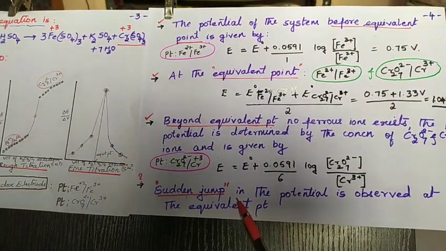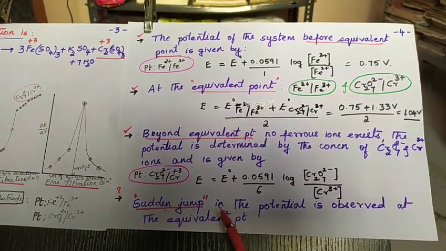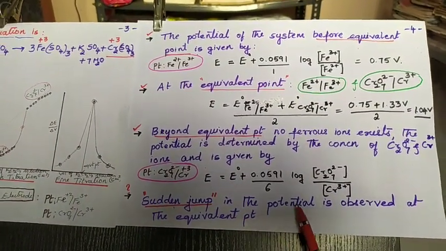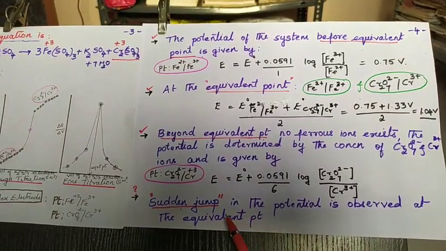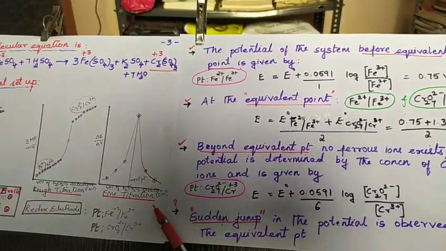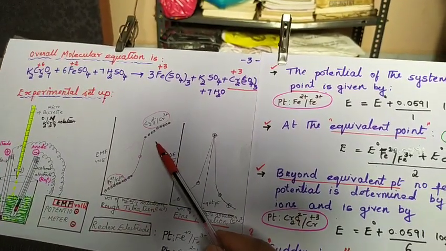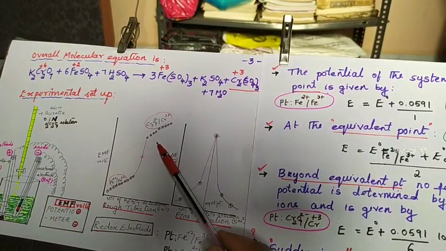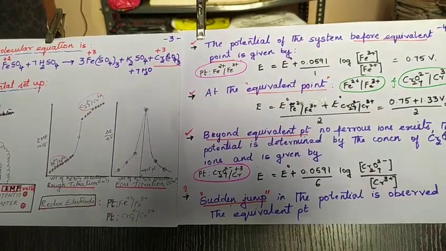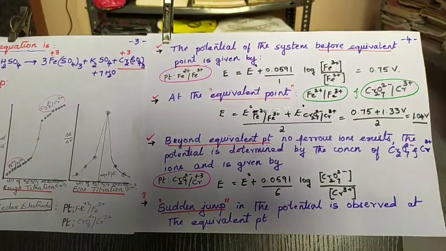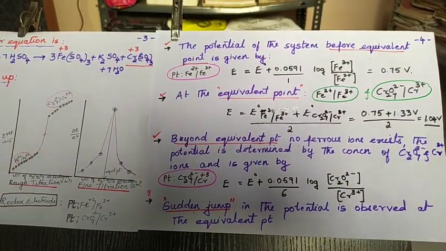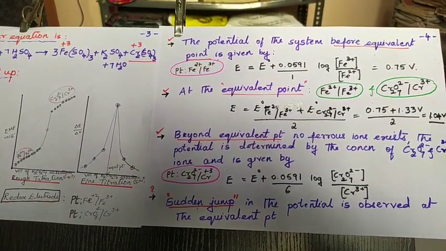And if the question is asked in the examination, how do you identify the endpoint in potentiometric titrations? So this is the answer. There is a sudden jump in the potential, and through this we can find out that the endpoint lies in this range. The sudden jump in the potential itself is the endpoint in potentiometric titrations.